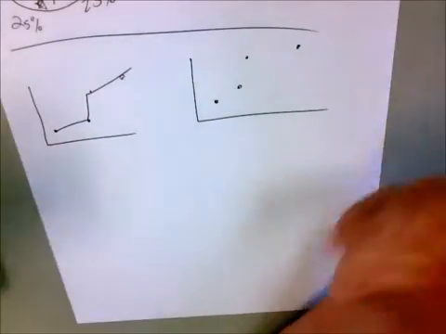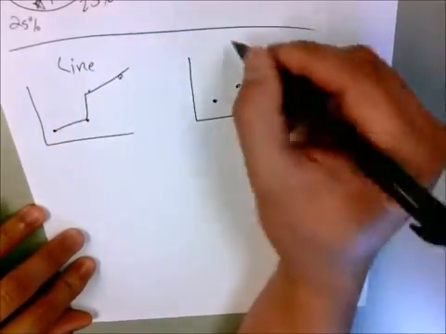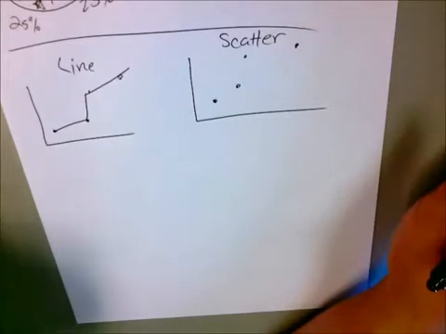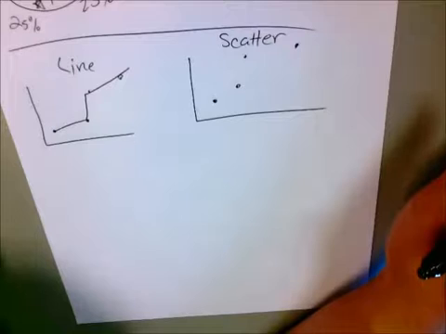All good? All right. So that is the difference between line, wow, that was sloppy, and scatter. All right, line and scatter plots. Any questions about that?